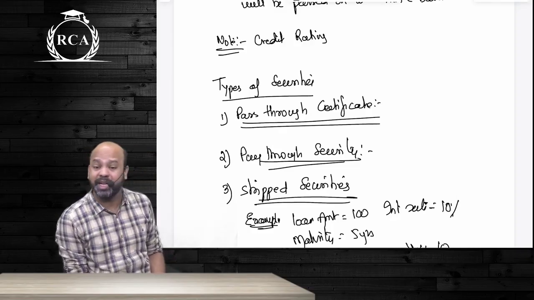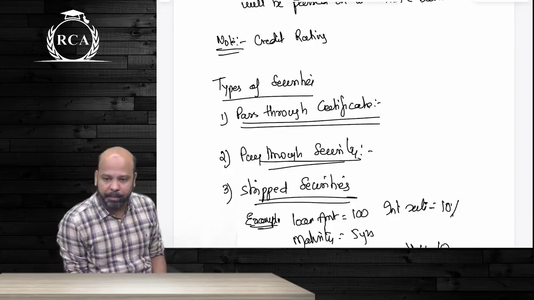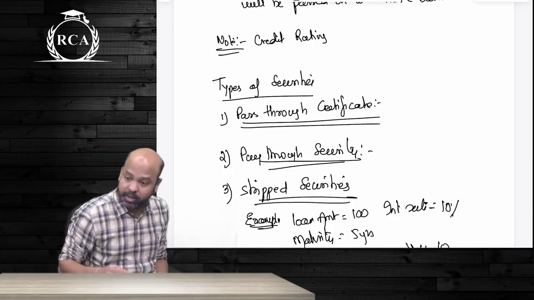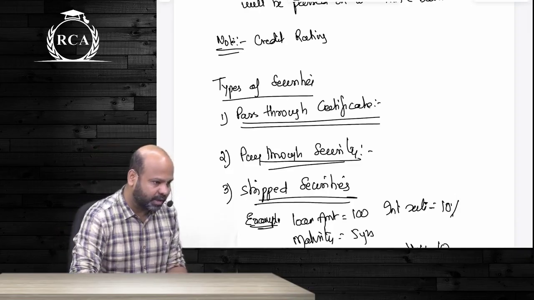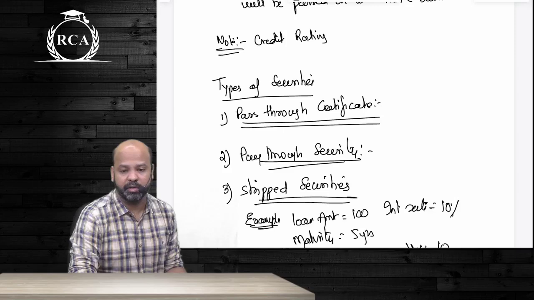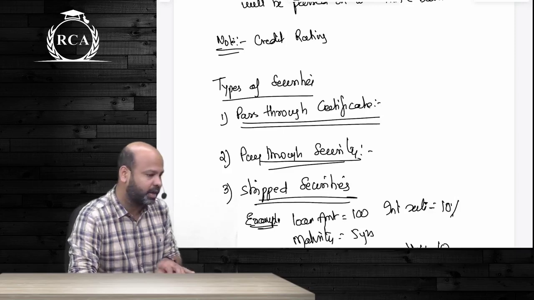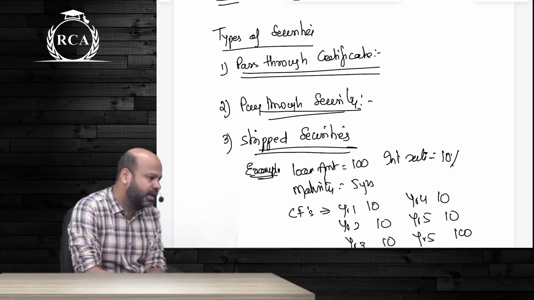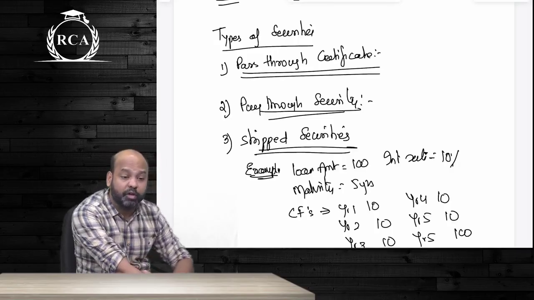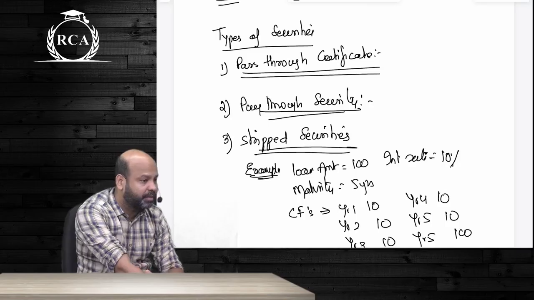Usually it is not for the entire amount, it is only for a part of the amount. That is credit enhancement. The securities that are issued by SPV, guys, are segregated into three categories. We have pass-through certificate, we have pay-through security, and then stripped securities.